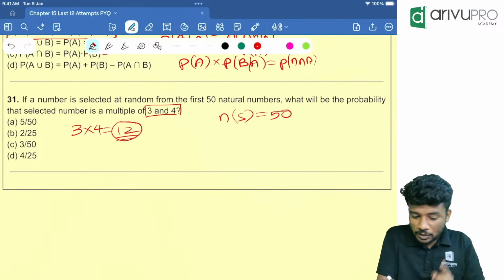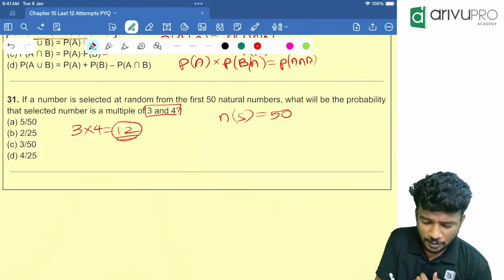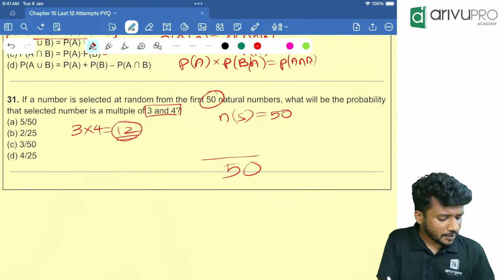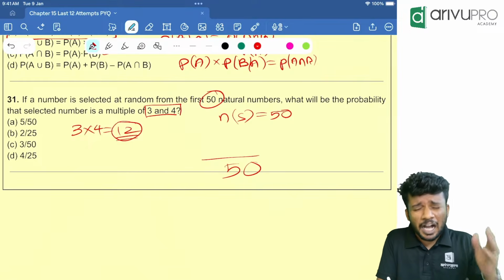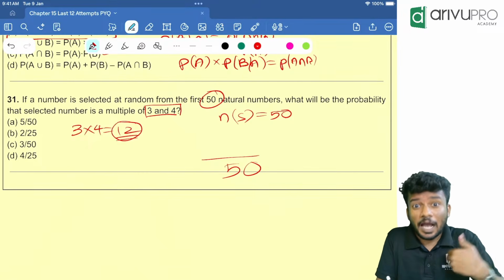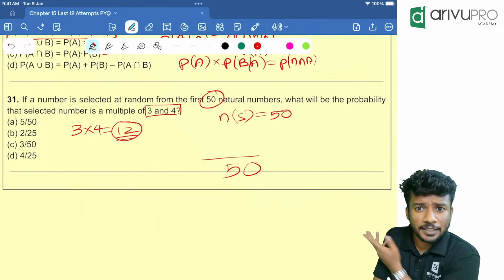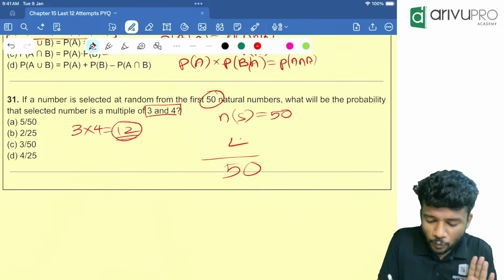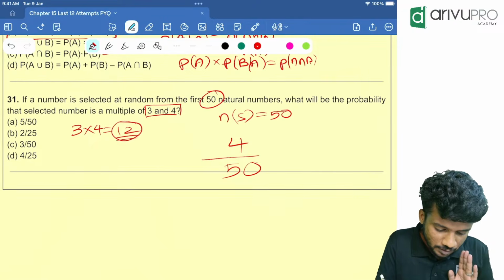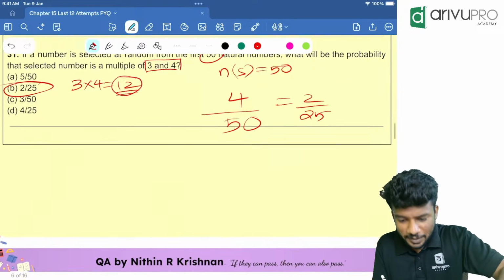Key point, very important: 12. How many numbers are multiples of 12? First 50 natural numbers, so the denominator will be 50. How many numbers are divisible by 12? Take your calculator. 50 divided by 12 is 4.1666, right? Just take the integer part. So 4 is the numerator. So 4 by 50. Looking at the options, cancelling with 2, 2 by 25 is your answer. Option B is your answer.